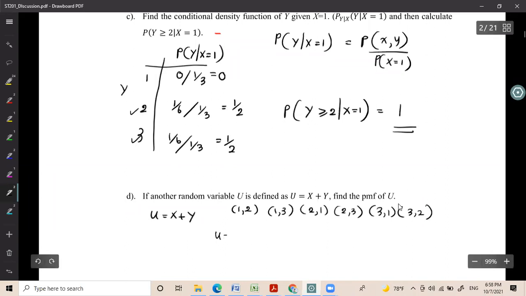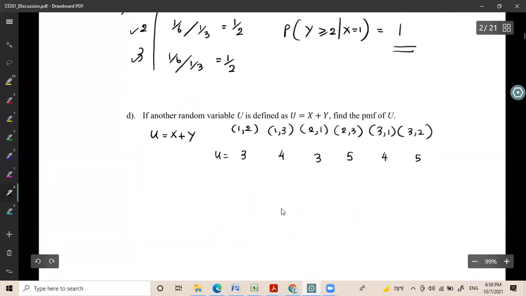And what is U? If X is 1 and Y is 2, U is 3. In this case, U is 3 plus 1, 4. 2 plus 1, 3. 2 plus 3, 5. 3 plus 1, 4. 3 plus 2, 5. So what are the possible values? 3, 4, or 5. So let's write it down. U can be either 3, 4, or 5.